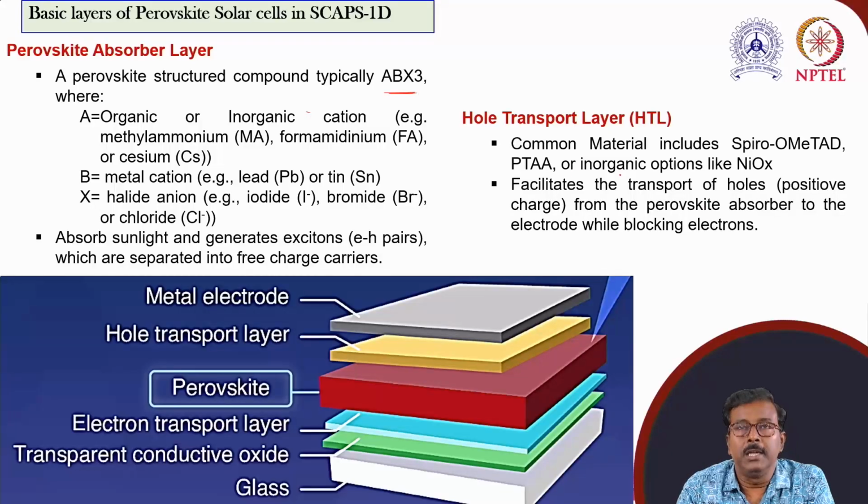Now some common materials used for the hole transport layer, just like the electron transport layer: nickel oxide is used, also some PTAA, so these are compound materials used as a hole transport layer, which basically facilitates transport of holes from the perovskite absorber to the electrode while blocking electrons. So the electron transport layer will allow electrons, block holes, and this hole transport layer allows holes but blocks electrons.